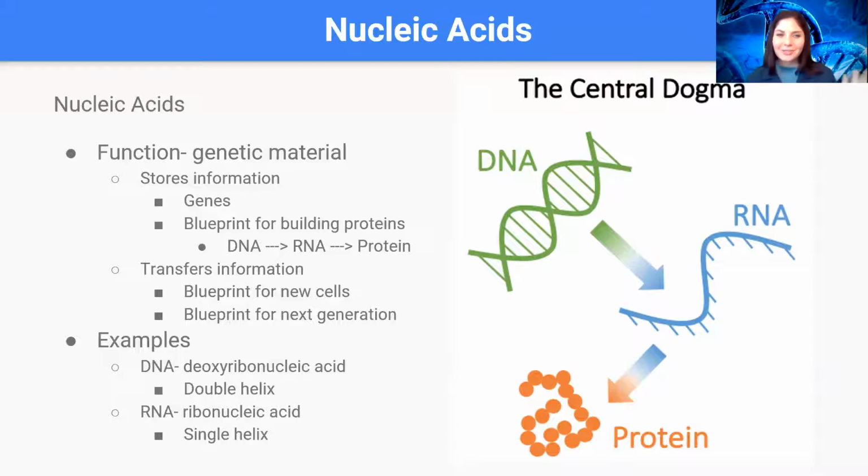So again, our 2 examples are DNA, deoxyribonucleic acid, and RNA, ribonucleic acid. Keeping in mind that there are slight differences between those 2 nucleic acids. In DNA, we have a double helix, and in RNA, we have a single helix. In DNA, we do have those hydrogen bonds that are holding those nitrogenous bases together, whereas in RNA, we don't have those hydrogen bonds because it doesn't have a complementary strand.